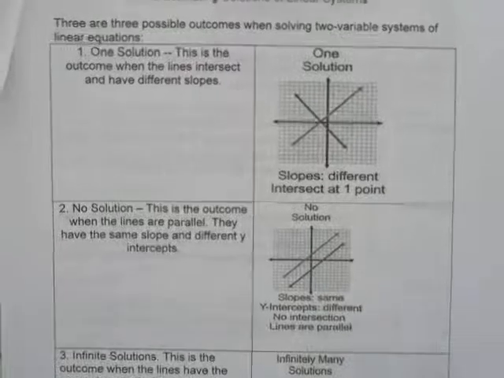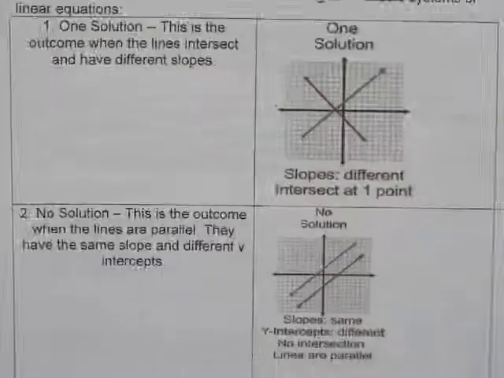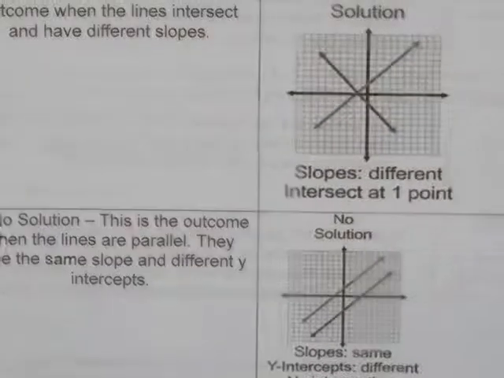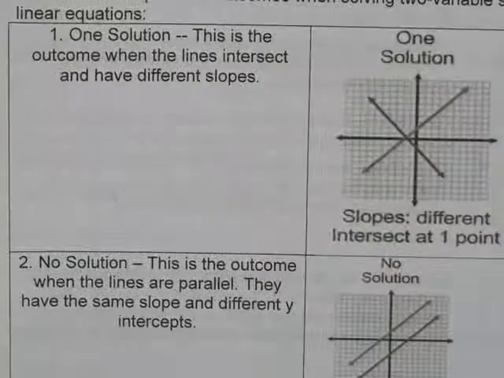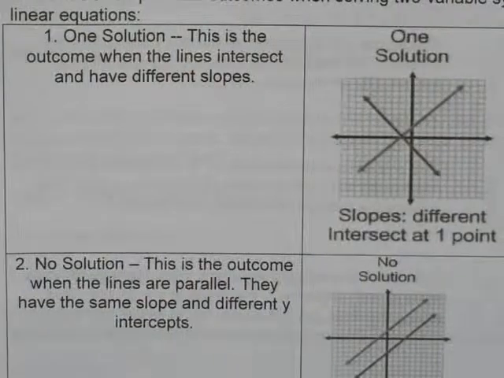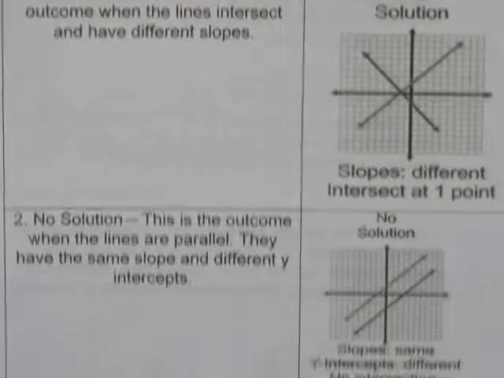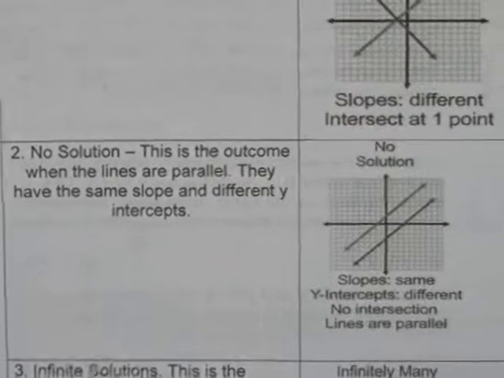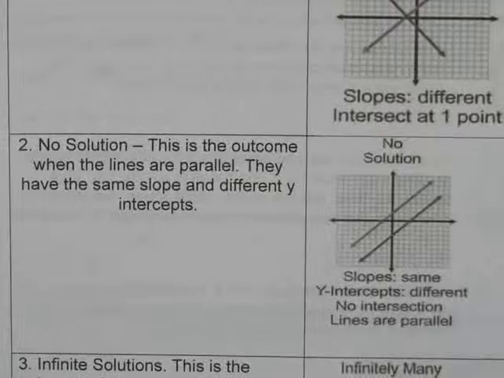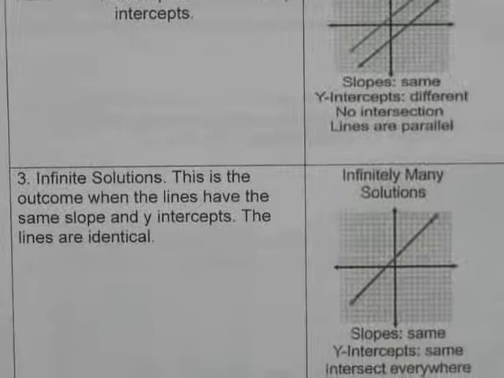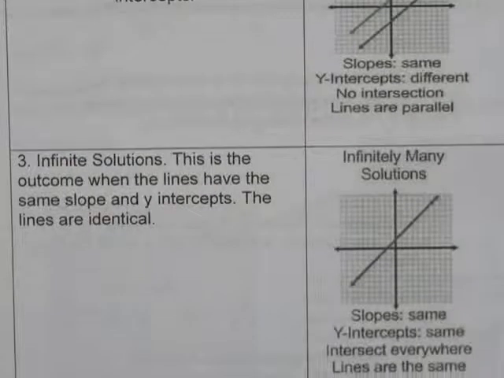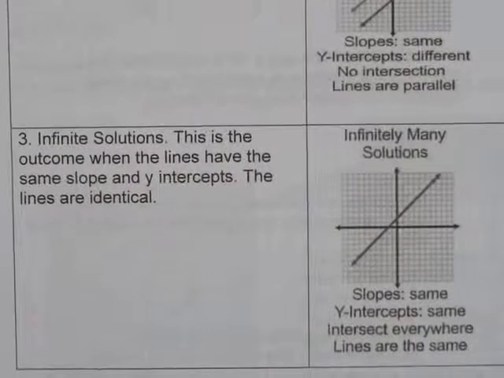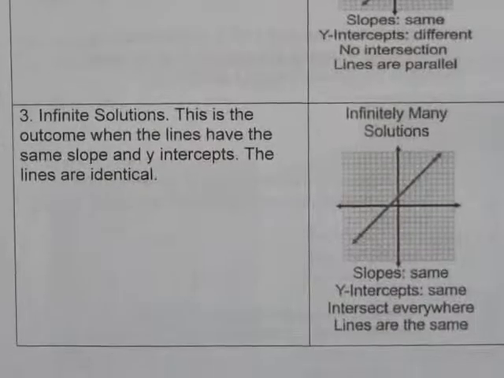Once again, I'm just going to go back through it. One solution: this is the outcome when the lines intersect and have different slopes. No solution is when you have parallel lines. That's when you have the same slope and different y-intercepts. And infinite solutions, this is when you have the same slope and the same y-intercepts.